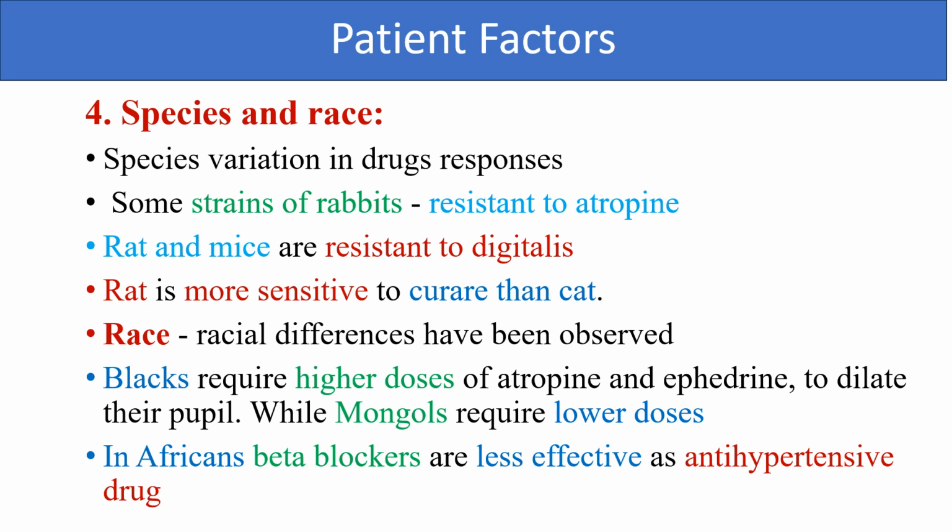Species and races. Species variation in drug response. Some strains of rabbit resist atropine. Rats and mice are resistant to digitalis. Rats are more sensitive to curare than cats. Race. Racial differences have been observed. Blacks require higher doses of atropine and ephedrine to dilate the pupil, while Mongols require lower doses. In Africans, beta blockers are less effective as antihypertensive drugs.